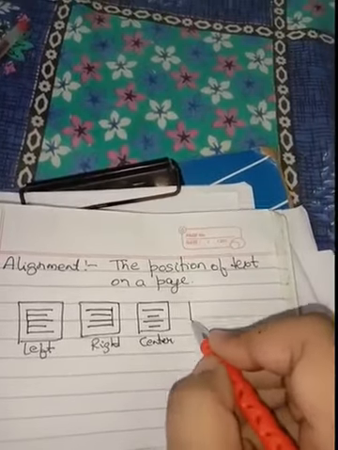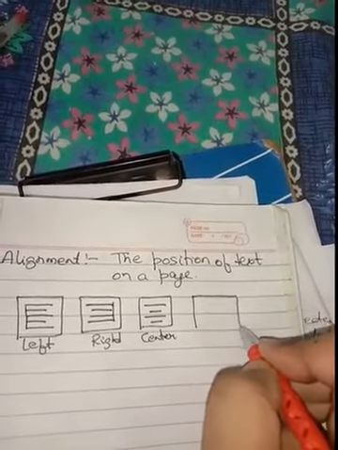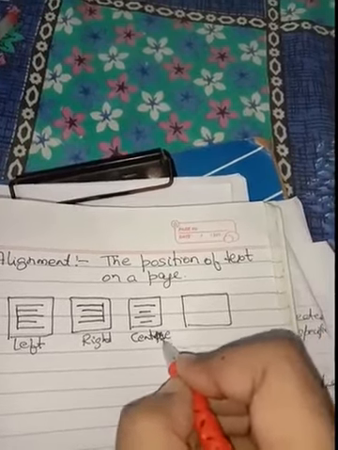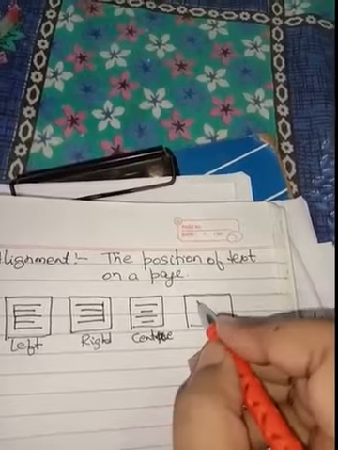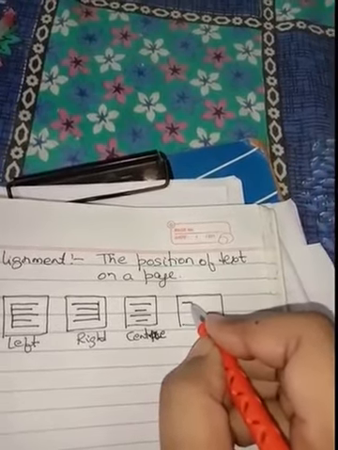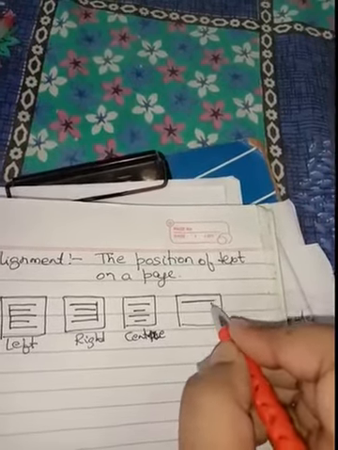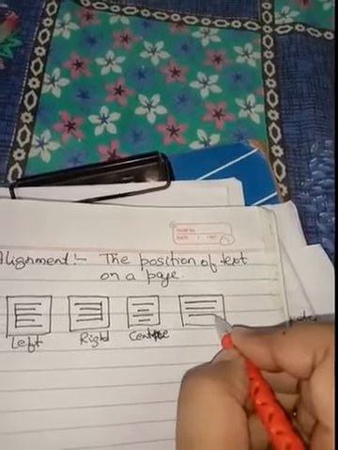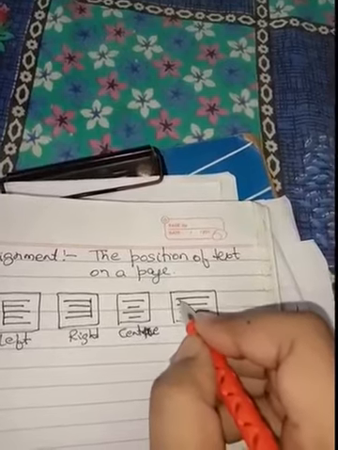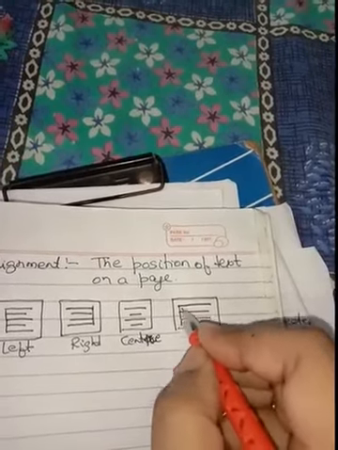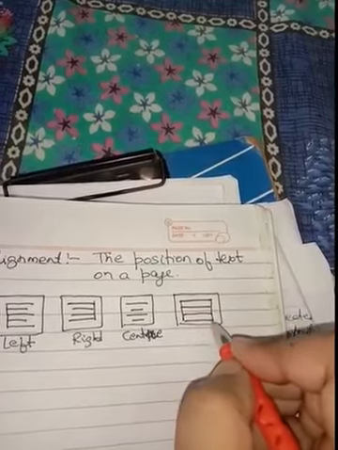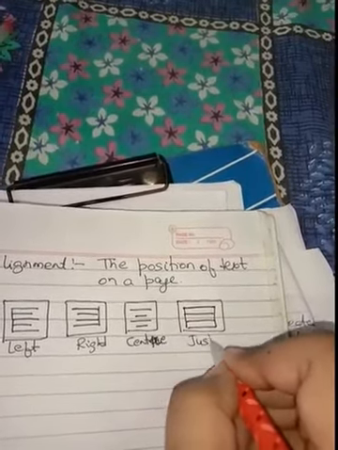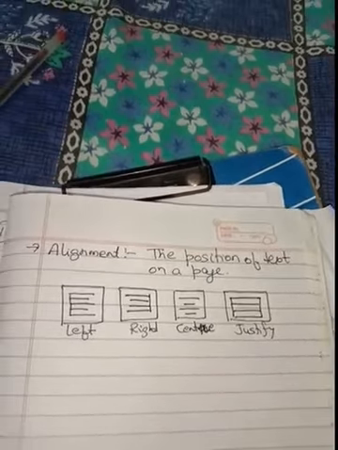And next we have justify. Justify means the starting position on the left is the same, the ending position on the right is the same for every line of the text, and at the center also they are available. So it is known as justify. So these are the 4 different types of alignment.